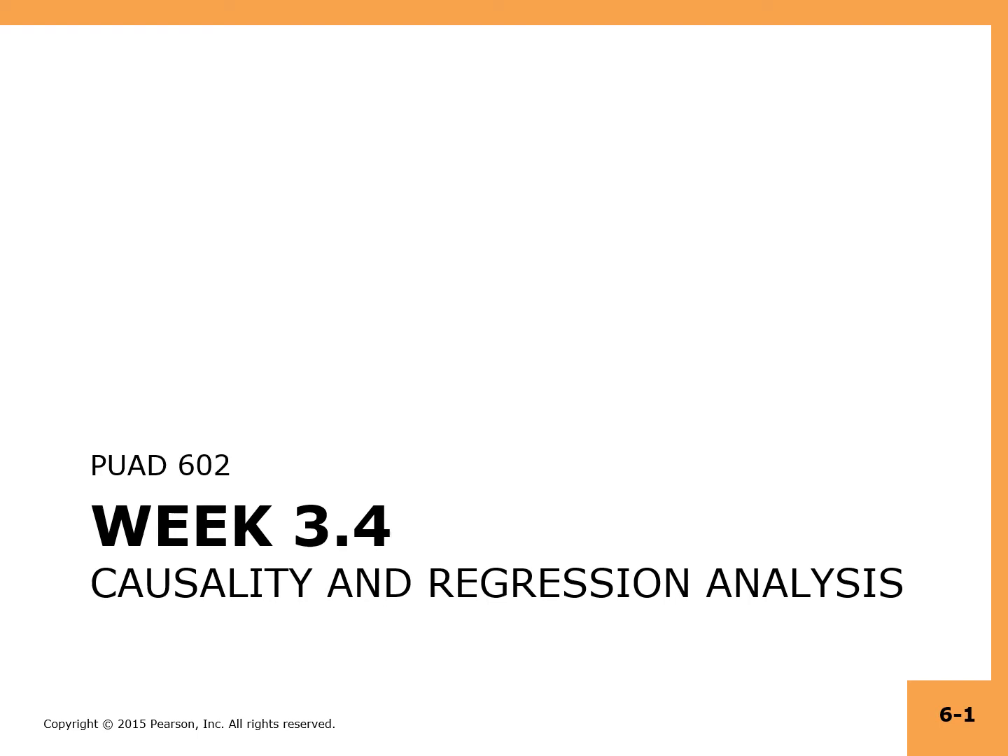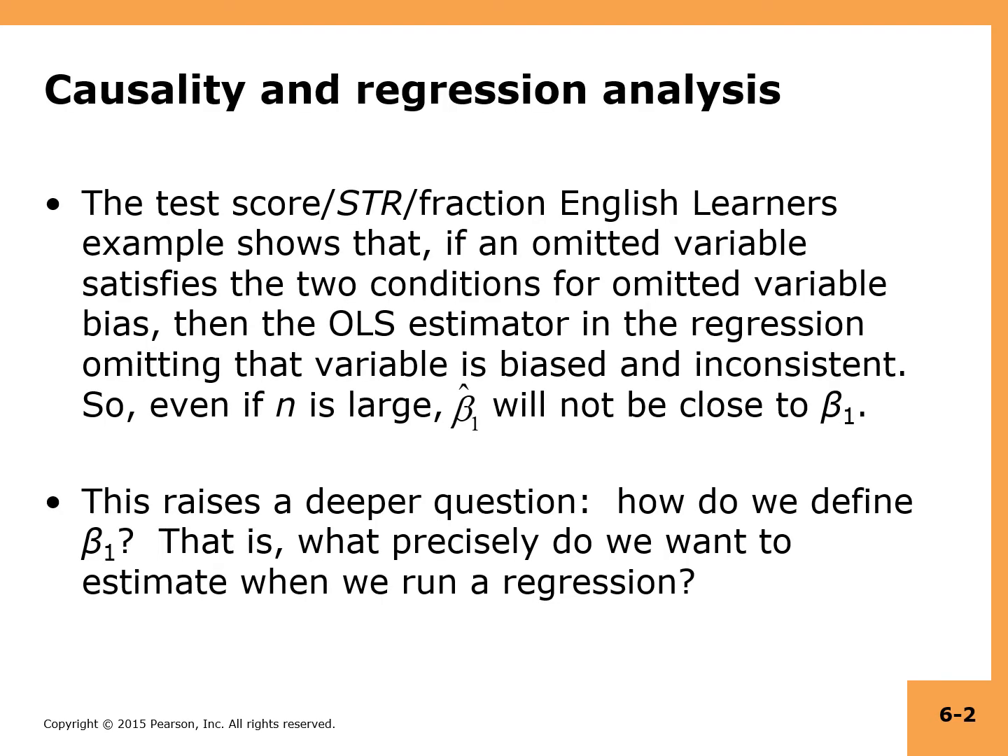This is the last lecture of week 3, and we're going to discuss causality and regression analysis. So in the previous lecture, we said that if the two conditions are satisfied for omitted variable bias, then our OLS estimator, or beta hat 1, will be biased. So this raises a bigger question. What is beta 1? And what are we actually doing when we're estimating beta 1?